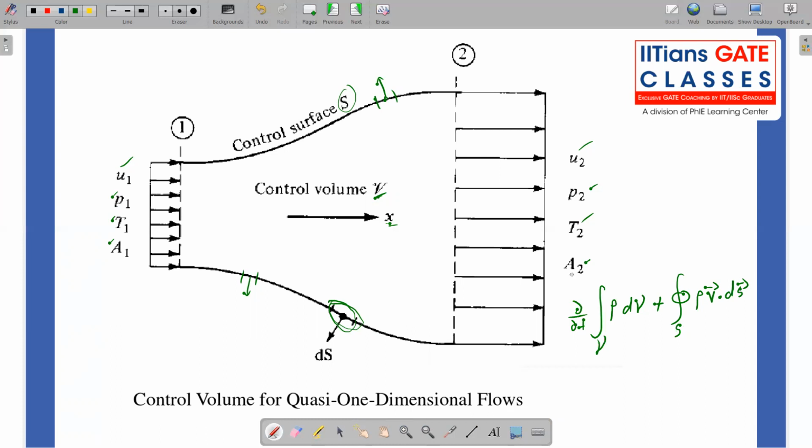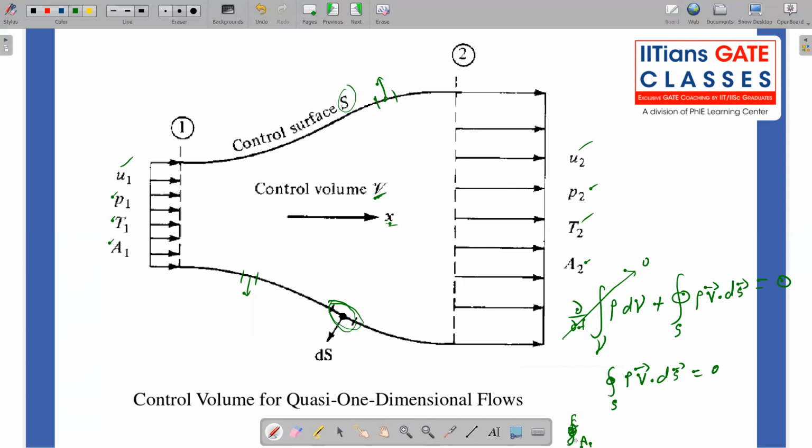As we are treating it as steady flow, I can neglect this part. So this comes out to be equal to 0. The right hand side is 0, that we should not forget. So the flux term associated with the control surface, rho v dot ds, equals 0. And as you can see here, I can write it in 3 terms, right? One is at the entry, one is at the exit, and the integration from 1 to 2 along the surface.